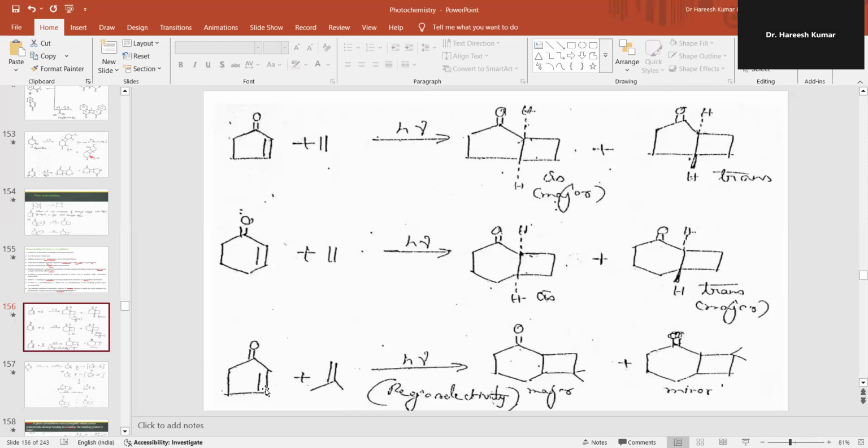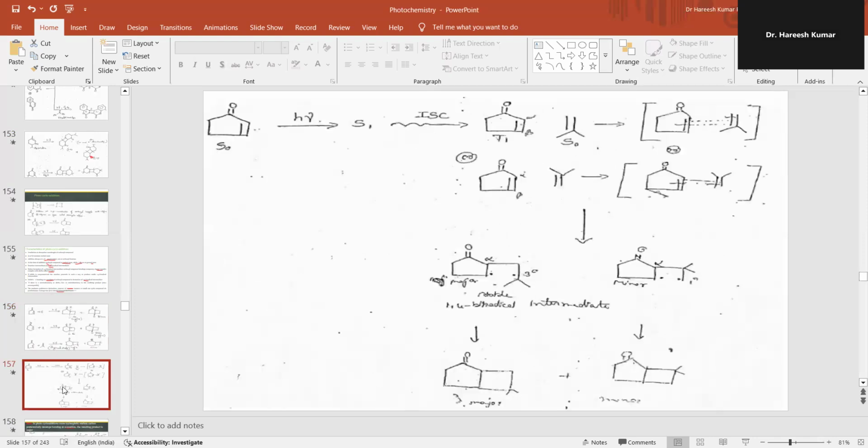Then cyclopentanone on reaction with an olefin gives two products by 2 plus 2 cycloaddition, and this will be the major one. I will take one more example.